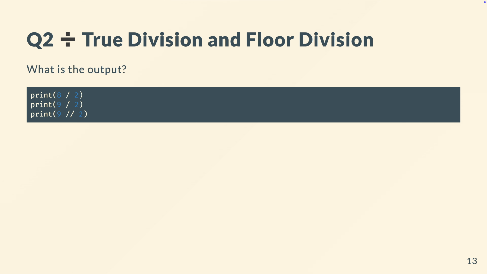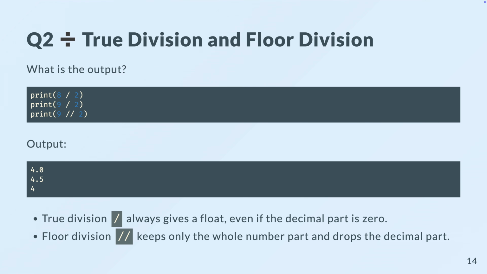Now compare single slash and double slash. What does 8 divided by 2 print? What does 9 divided by 2 print? And what does 9//2 print? Pause and predict the 3 outputs. 8 divided by 2 prints 4.0. 9 divided by 2 prints 4.5. 9//2 prints 4 because it drops the decimal part. Single slash gives a float. Double slash keeps only the whole number part.